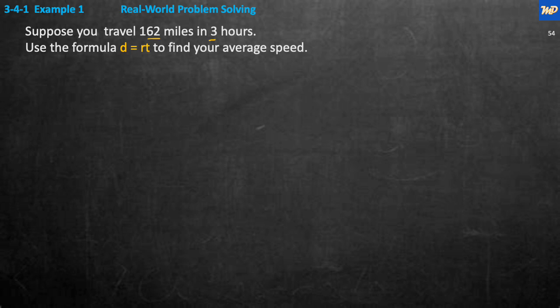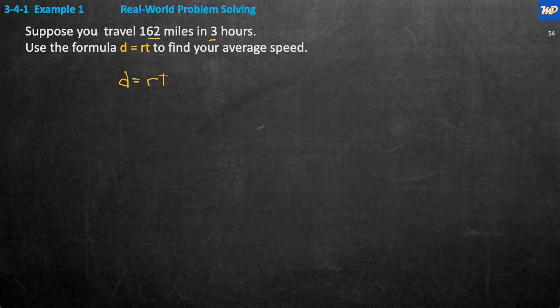Well, we're going to have to rewrite this equation. So the equation is D is equal to RT. Distance is equal to rate times time. But we want the R by itself. We want the R on the right-hand side by itself. So how do we do that?